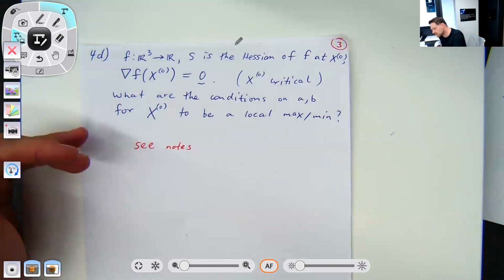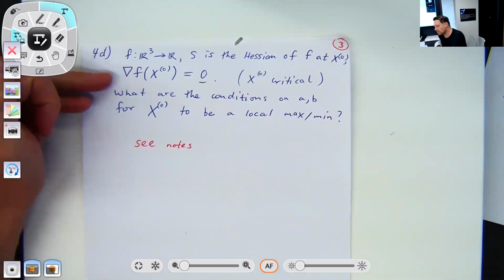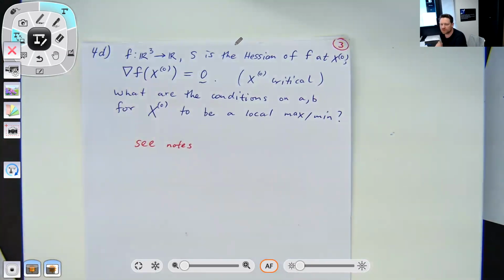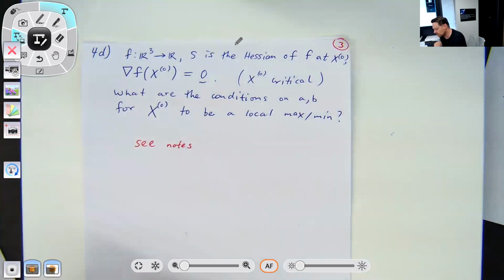Okay, so the question is, oh, sorry, we've got more facts here. So the gradient vector of f at x0 is the 0 vector, so that means that x0 is a critical point. What are the conditions on A and B for x superscript 0 to be a local min or max?